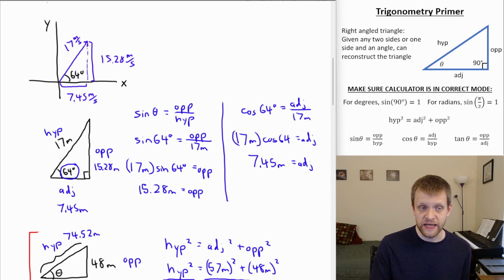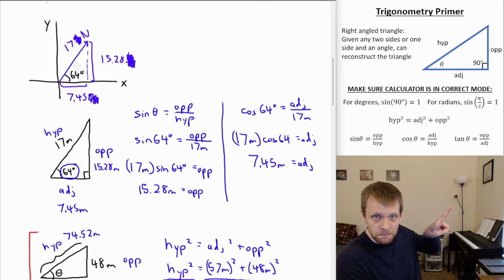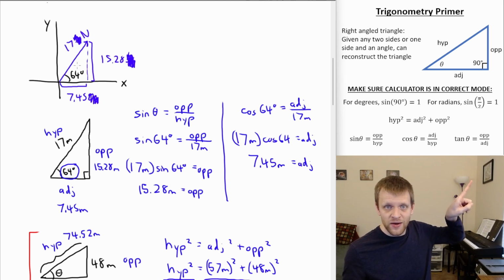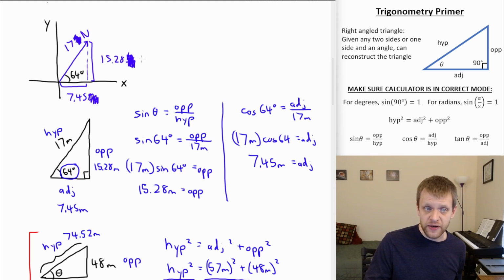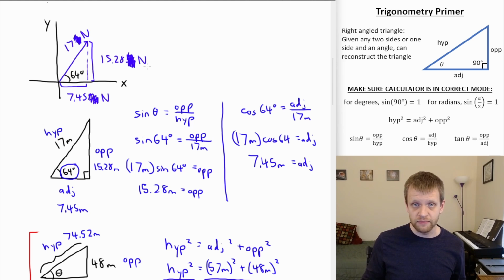Or instead of this being a velocity vector, maybe it's a force vector. So maybe instead of these being velocities in meters per second, maybe this is a force in newtons. So there's a 17 Newton force pushing in a certain direction. We'd use exactly the same tools to figure out, this is how much the force is pushing horizontally, and this is how much the force is pushing vertically. Keeping those units associated with that as units of newtons for a force.